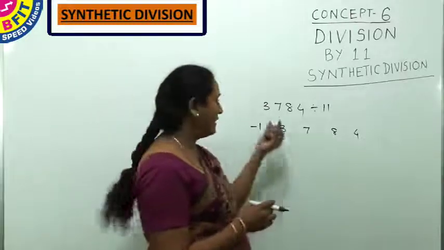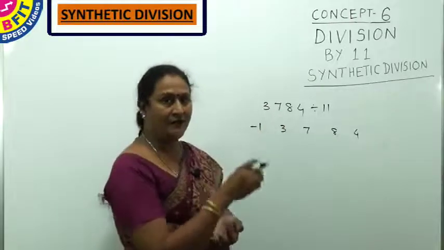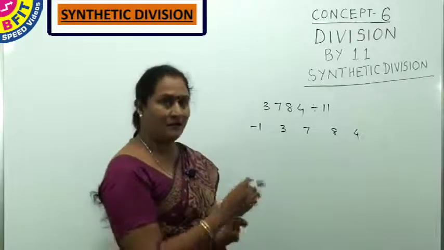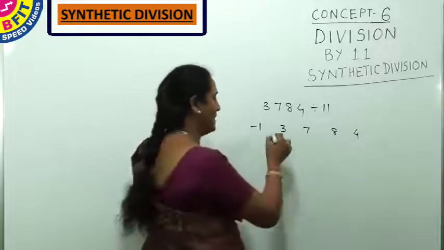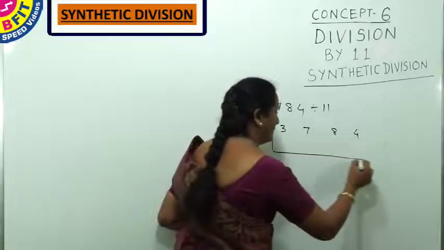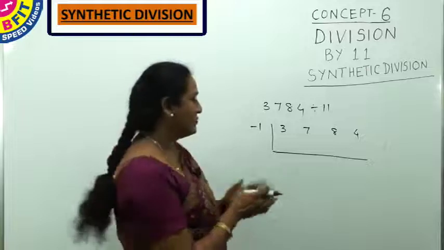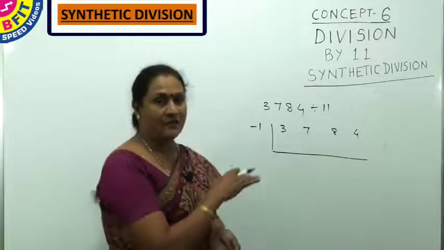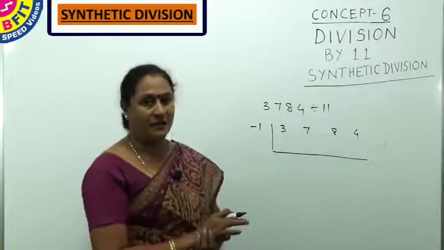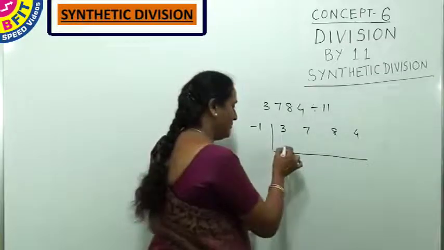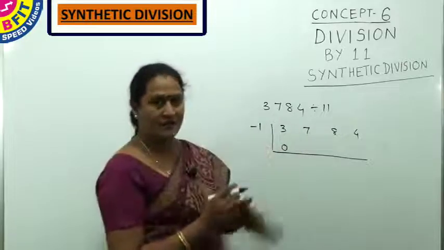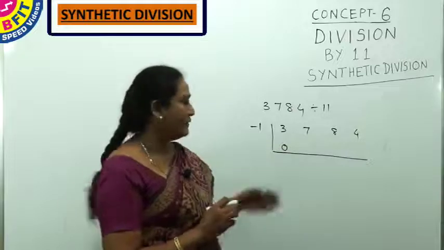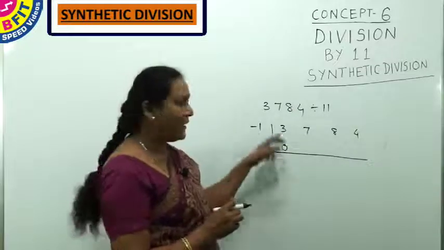Now, whenever a number is needed to divide with 11, write the numbers apart, and the synthetic division has to be done with minus 1. So draw an L so that this L consists of the number and this minus 1 is outside this L. And the proceeding is, first write 0. Whatever number is here, write 0 in the first digit. Below this 3, write 0 and add the numbers.